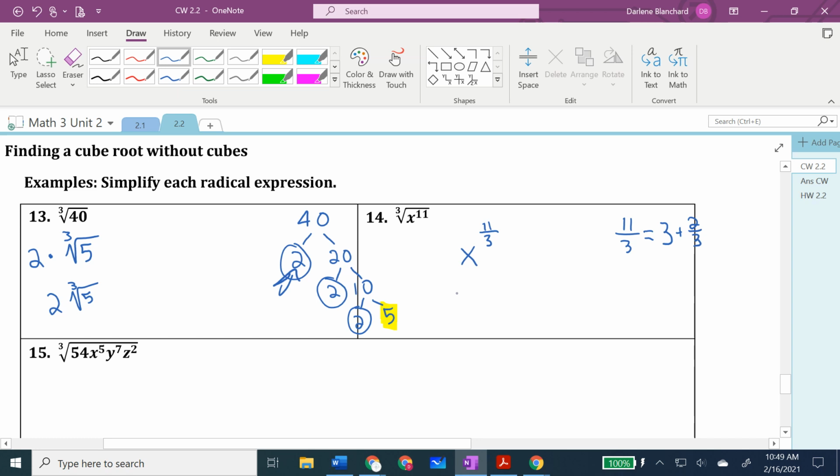That means that what I actually have is x to the third power times x to the 2/3 power. But if you are going to write it in simplified root notation, then you're going to take the denominator and make that a root.